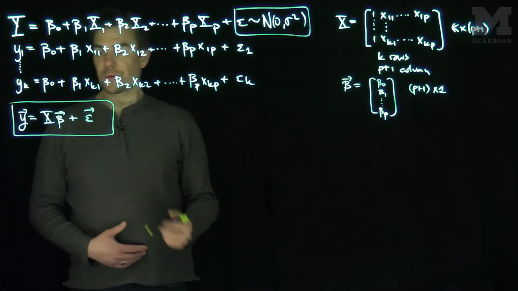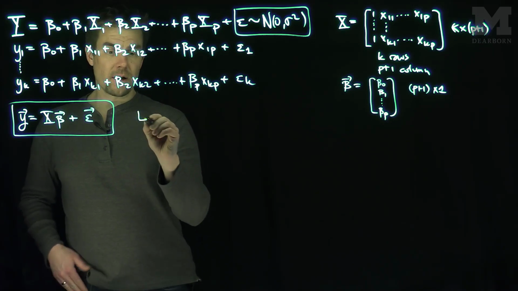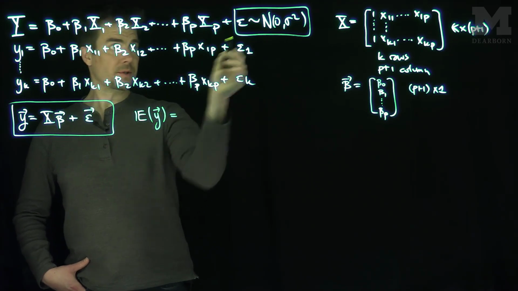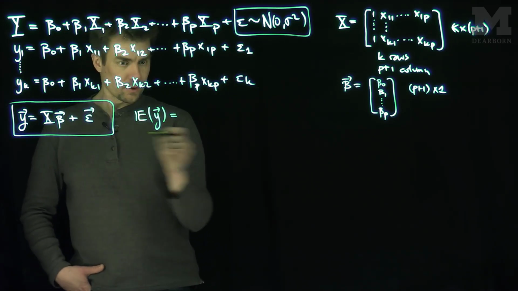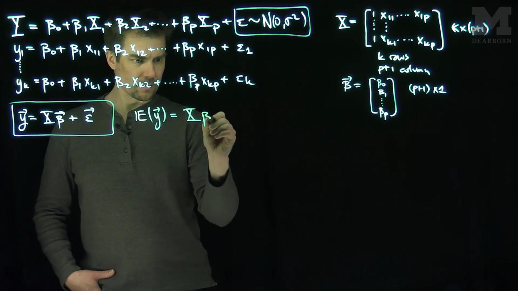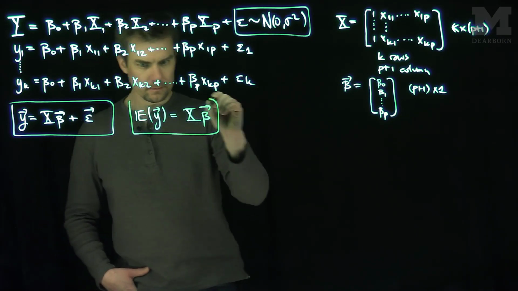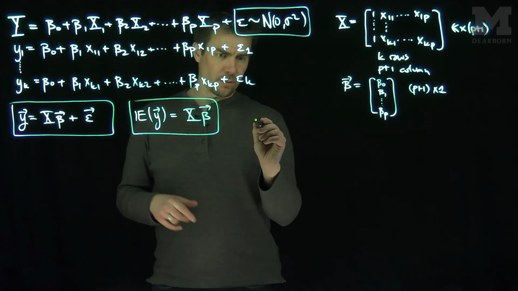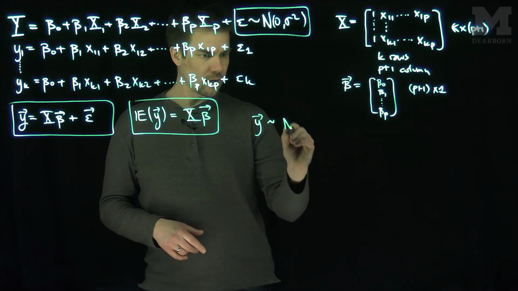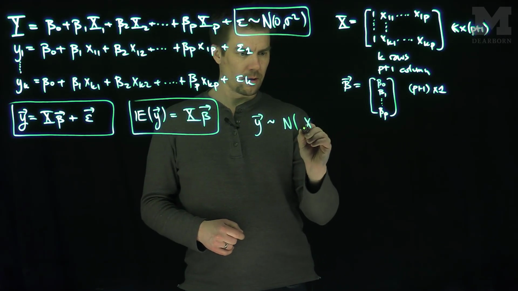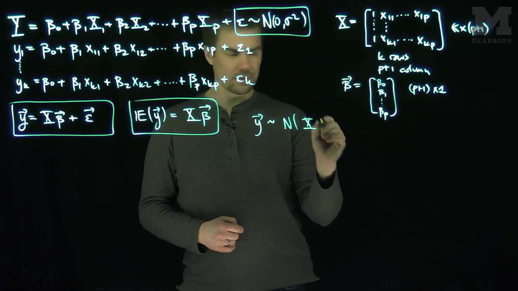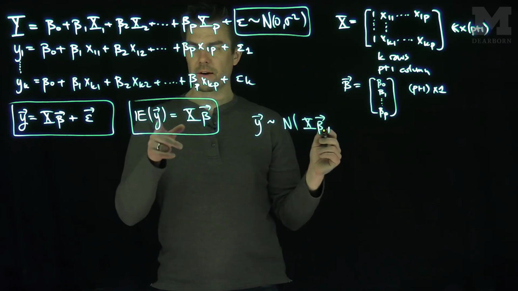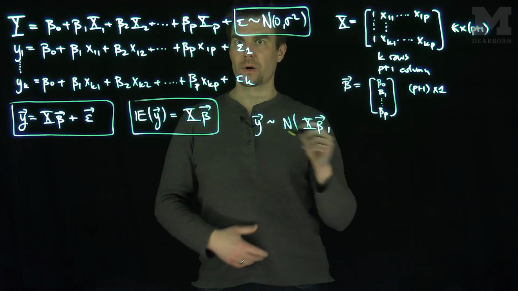And so from this we can see what the expected value of y is. The expected value of the vector y is going to be, well, epsilon is normally distributed with mean 0, so this is just going to be x beta. That's the expected value of y. So this y vector is itself normally distributed. y is normal with mean x beta, and the variance of y is just going to be sigma squared.